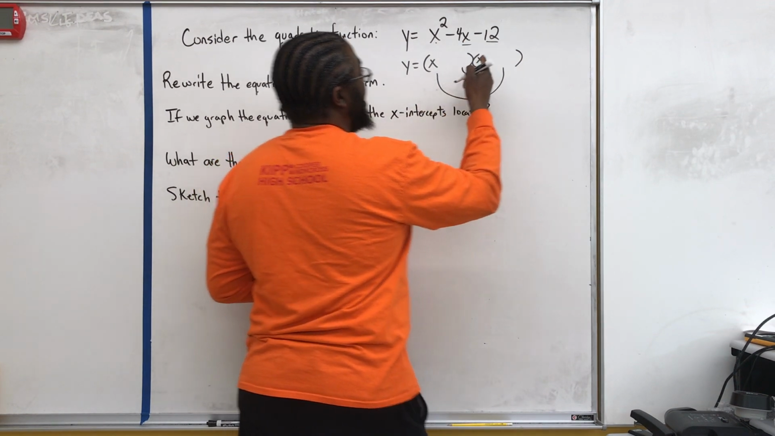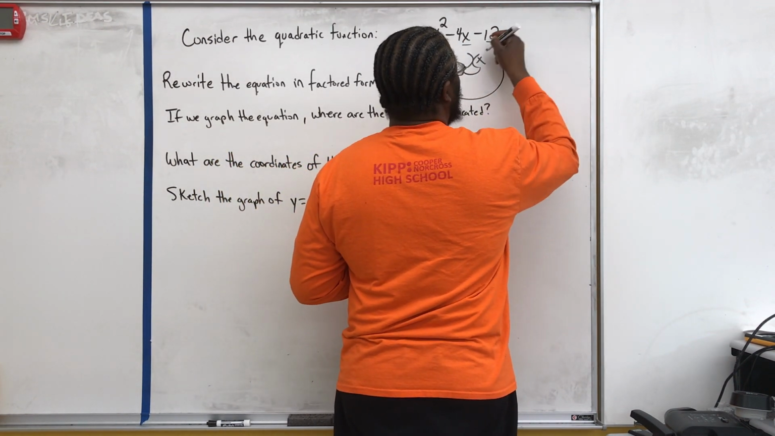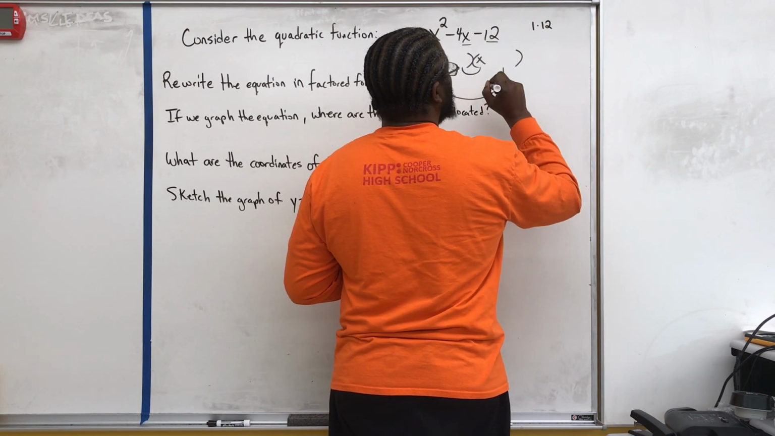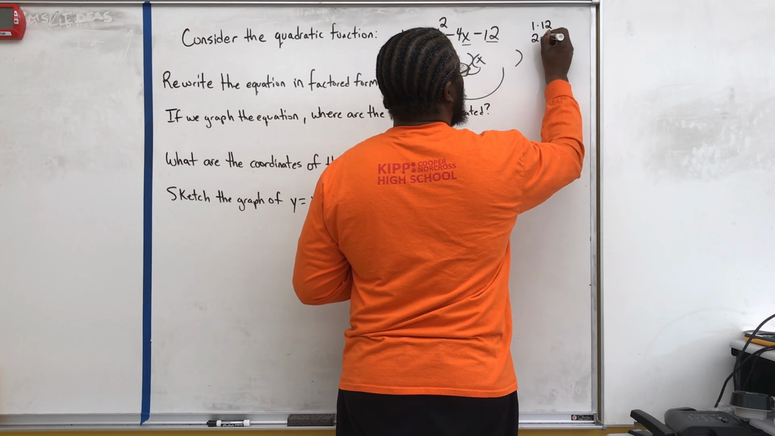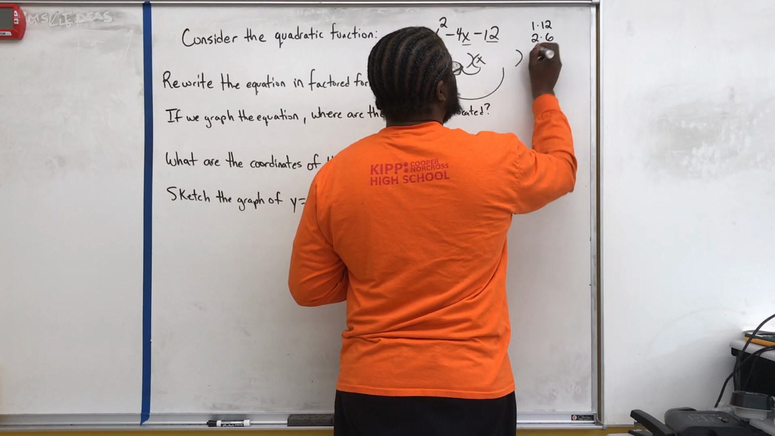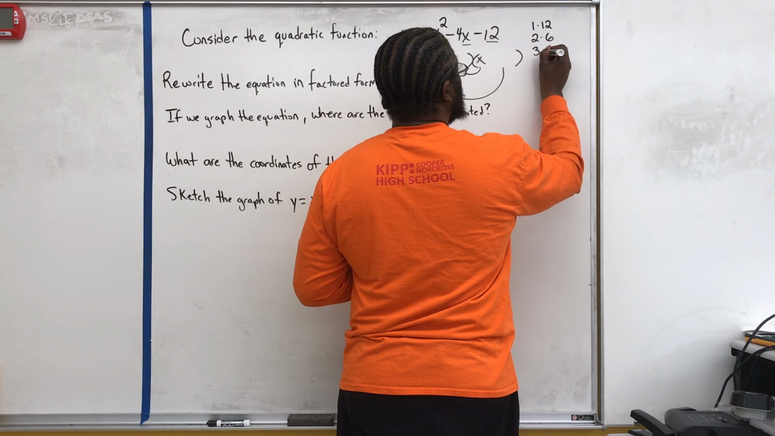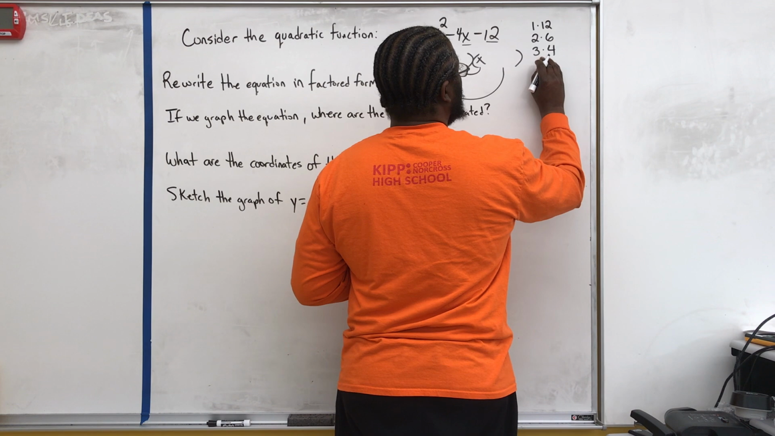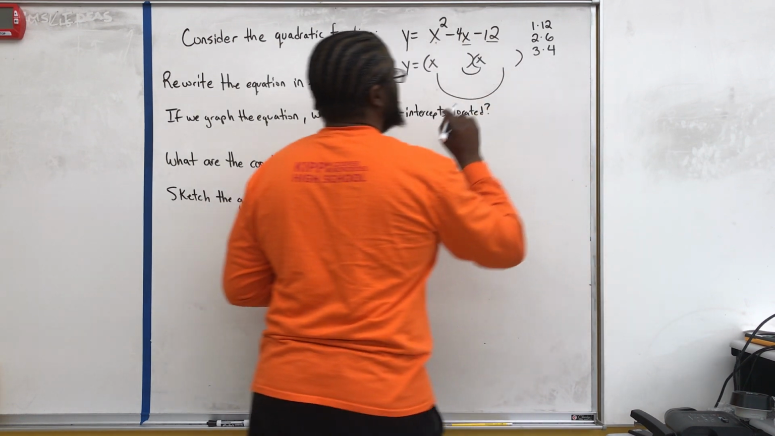So let's first talk about 12. The factors of 12 could be 1 times 12, 2 times 6, 3 times 4. There are no other numbers in between 3 and 4, so I'm done.